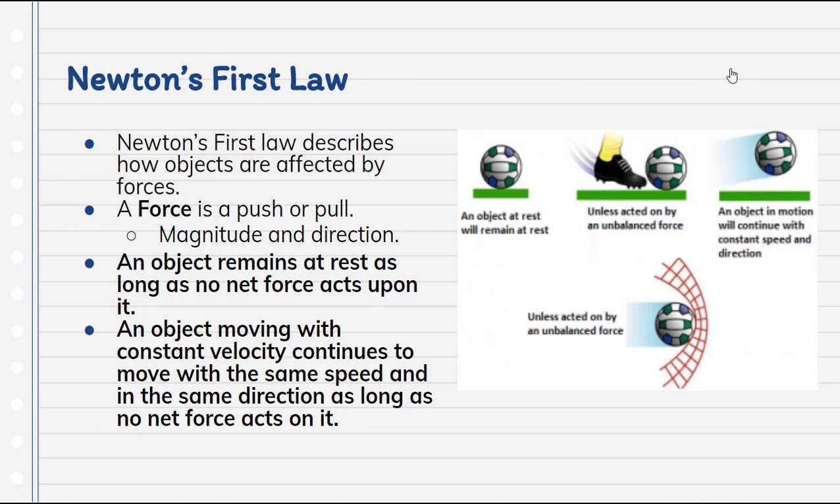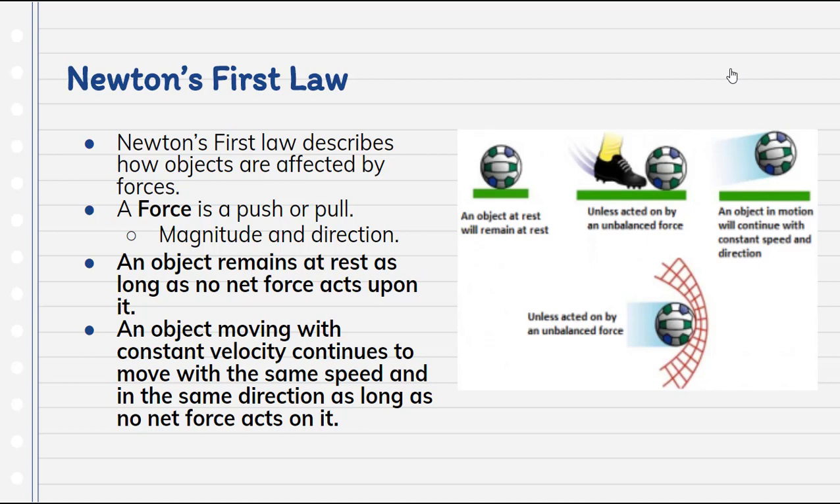Newton's first law simply states that an object remains at rest as long as no net force acts upon it. Now, we do need to keep in mind that there are forces acting upon objects at rest. There's just no net force. An object at rest means that the forces acting upon that particular object add up in terms of their vectors to a sum of zero.